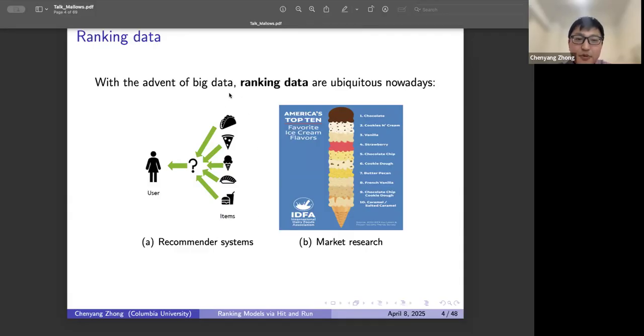Here I have listed some items which may be of interest to a user, and it is important in developing recommender systems to come up with a ranking of the items according to the preference of the user, so that it would be more efficient in advertising those items. And ranking data also comes up a lot in market research. Here is an example regarding ice creams. There are different flavors, and in market research, we want to come up with a reasonable list of rankings of different ice cream flavors that reflects the preference of the customer population.